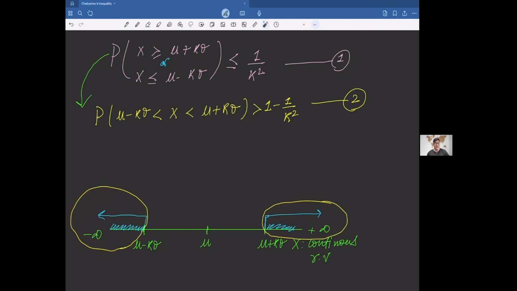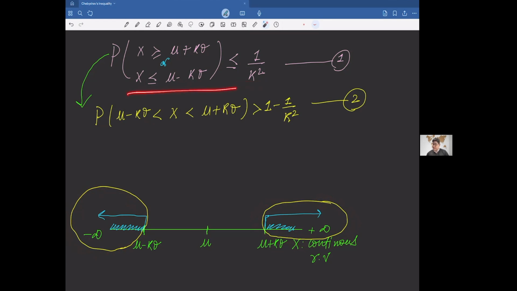So in other words, you can say the probability that your random variable x lies from the value towards minus infinity, this whole region, or your probability that x is greater than or equal to mu plus k sigma, which means this whole region till plus infinity, the probability of this whole region and this whole region is less than or equal to 1 by k square.